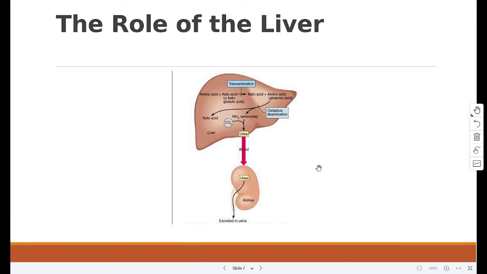The part which contains nitrogen is turned into ammonia, which is highly toxic and so is immediately converted into urea, which is less toxic than ammonia. The urea dissolves in the blood and is taken to the kidneys to be excreted. A small amount is also excreted in the sweat.